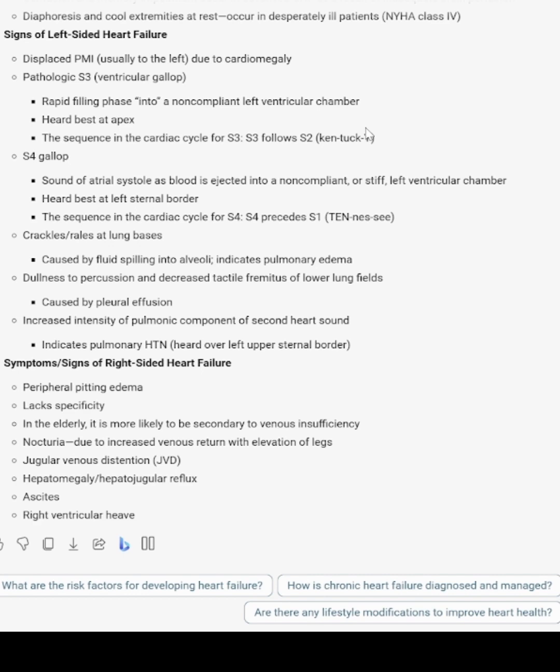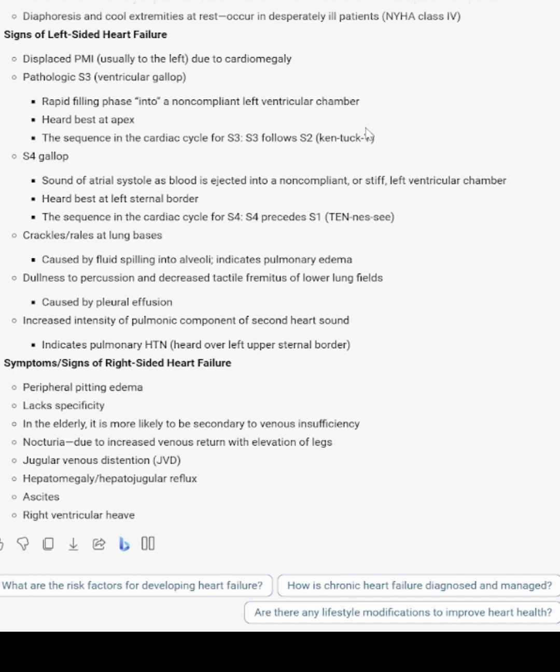Crackles/rales at lung bases. Caused by fluid spilling into alveoli, indicates pulmonary edema. Dullness to percussion and decreased tactile fremitus of lower lung fields. Caused by pleural effusion. Increased intensity of pulmonic component of second heart sound. Indicates pulmonary HTN, heard over left upper sternal border.